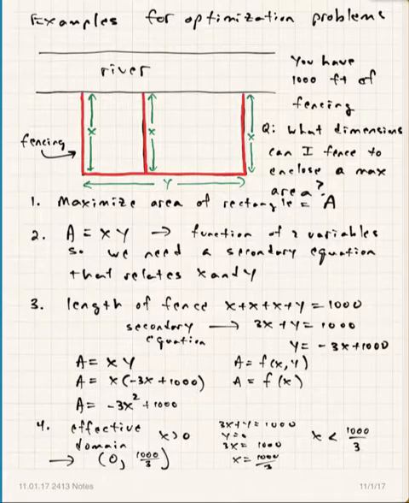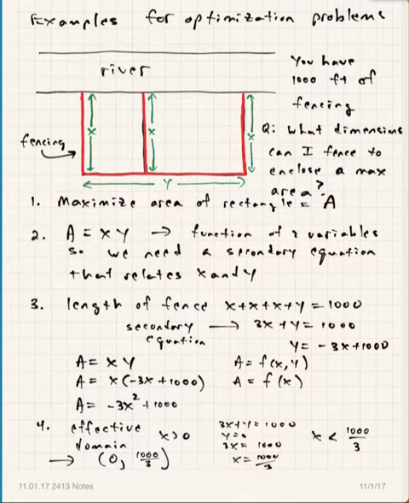Now, from a practical standpoint, x actually has to be more than just greater than 0. If x was just 1 foot, you'd have this incredibly narrow rectangle along the river, and that doesn't make any sense. But from a purely theoretical standpoint, x just has to be greater than 0. All right, so there are our restrictions.